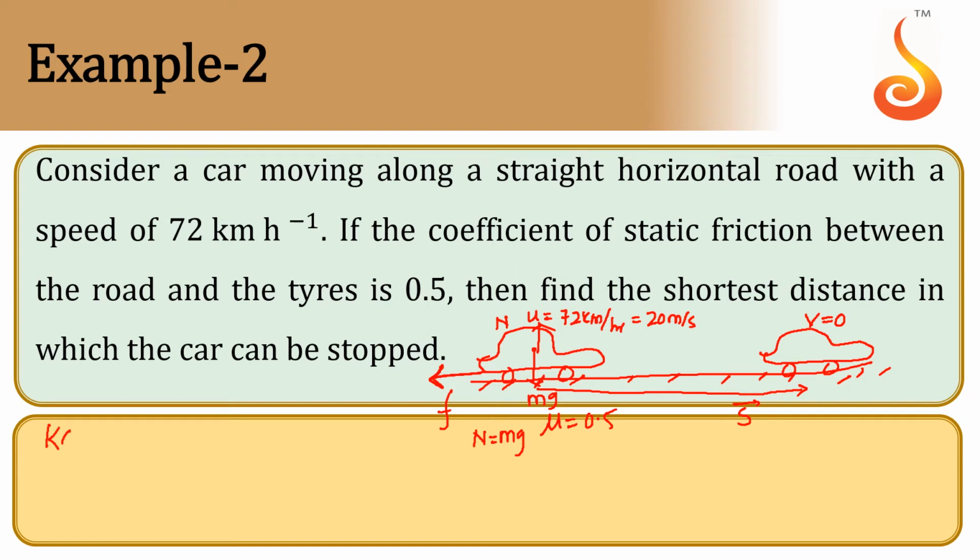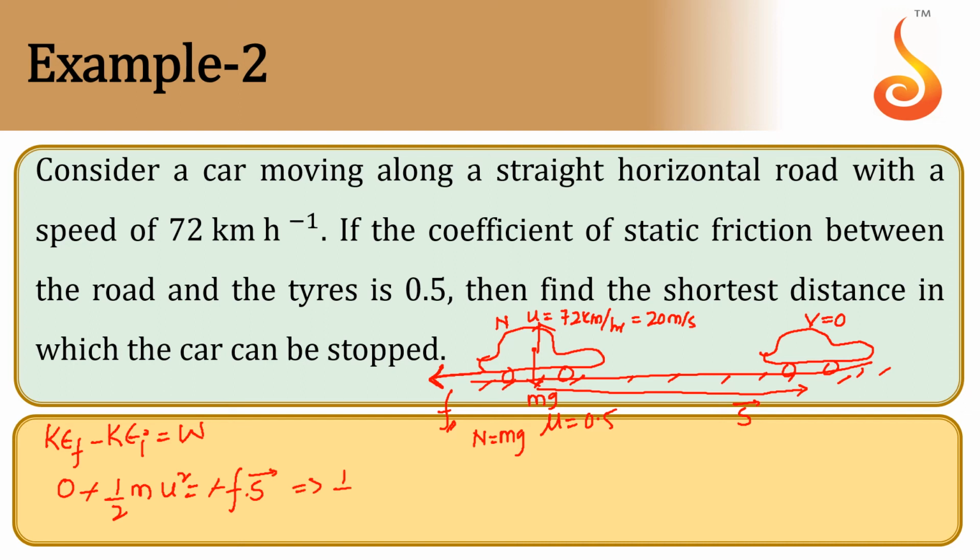That means final kinetic energy minus initial kinetic energy is always equivalent to the work done. Since the final velocity of the car is 0, the final kinetic energy of the car becomes 0 minus the initial kinetic energy of the car, half m u square, is equal to the work done, here by friction. Since friction always acts in the backward direction to the motion of the car and the displacement of the car is in the forward direction, the work done will be negative. So minus F s, where we need to calculate the displacement s here. So minus minus gets cancelled.